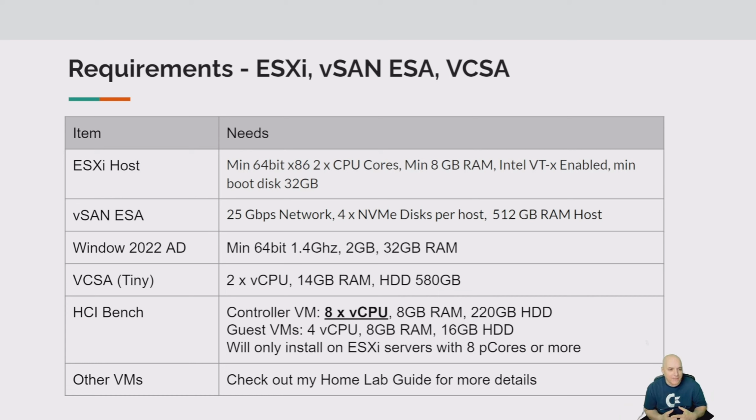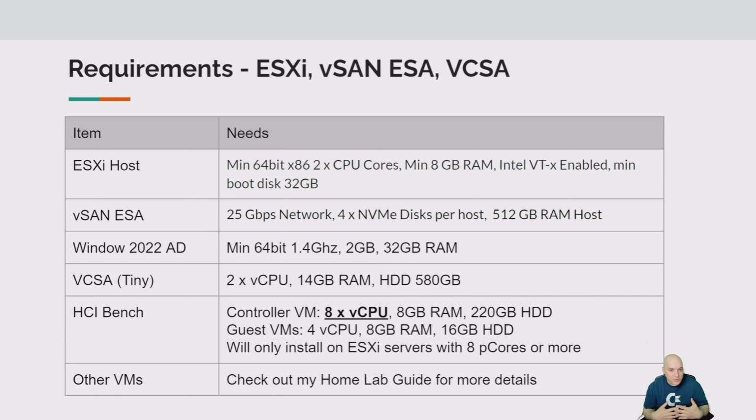Now, it requires 8 vCPU, and it's highlighted and underlined there because in designing things out, you really got to think about what you want to run and their requirements. If I build up a host with only 2 cores, I can't install HCI Bench because it has a requirement for 8 vCPU. It won't install. I need to have an underlying host of at least 8 CPUs for it to install.